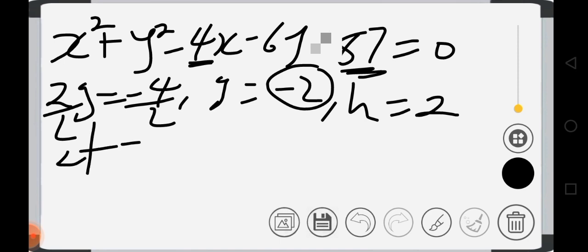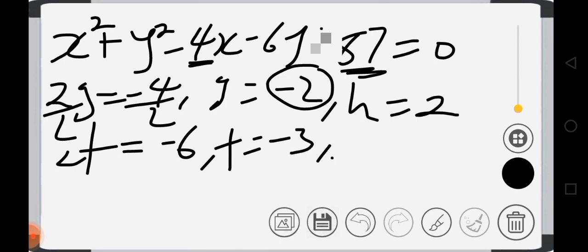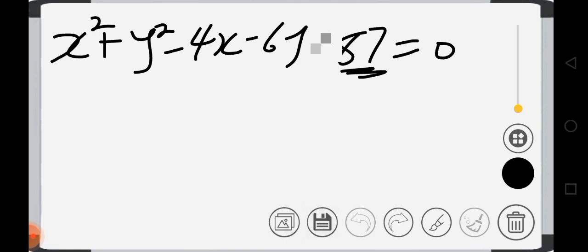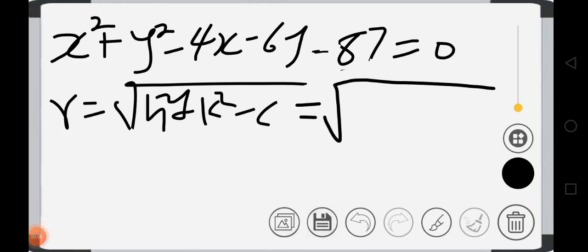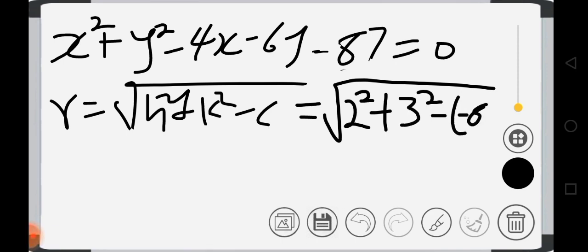Then 2f is equal to the coefficient of y, which is minus 6. Then f is equal to, divide by 2, we're going to have minus 3. So that means our k, which is equal to minus f, take the minus of this, will give us 3. Now the radius of the circle. Take this, r is equal to the square root of h square plus k square minus c. So we're going to have 2 square plus also our k, 3 square, minus 87.